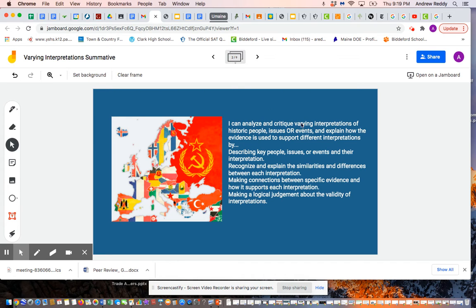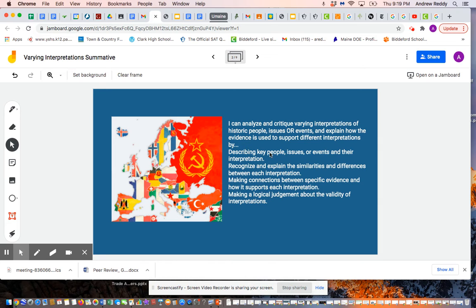Students have to analyze and critique varying interpretations of historic people, issues, or events, and explain how evidence is used to support those different interpretations. So look at these here as the 4 steps you have to complete to finish this summative.